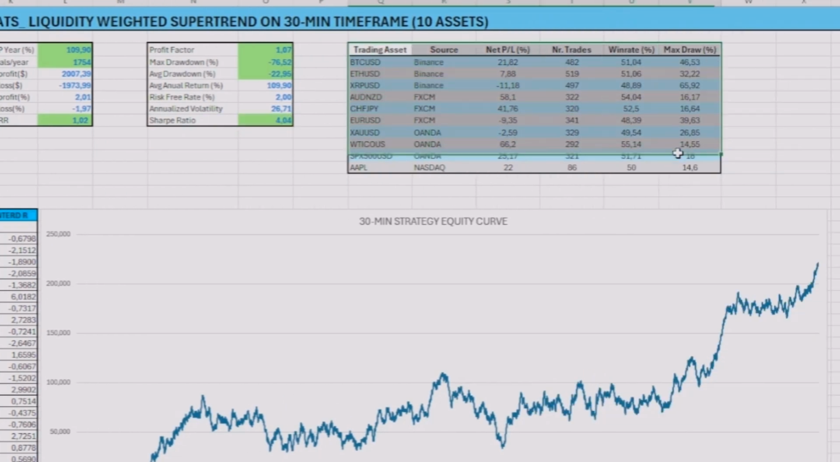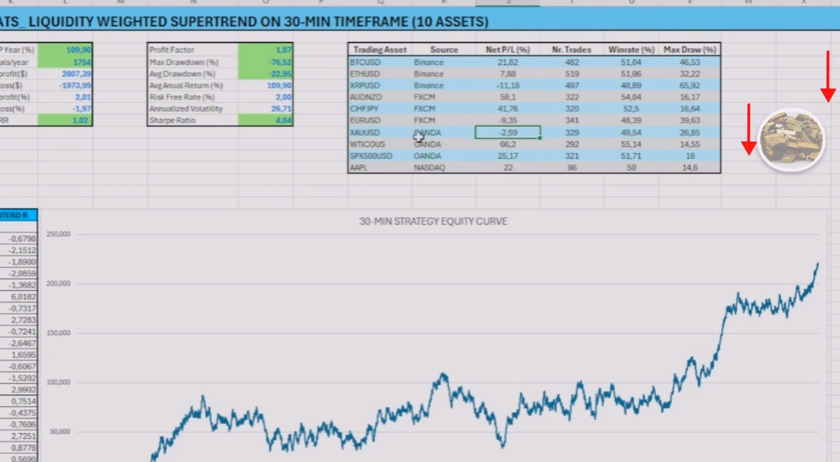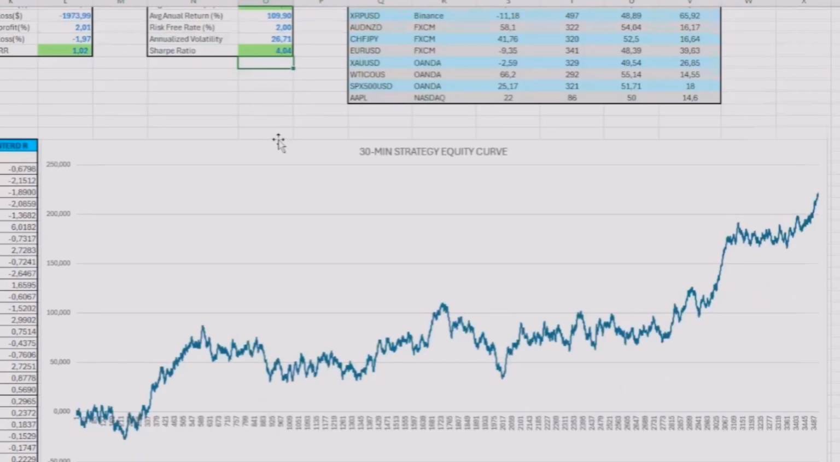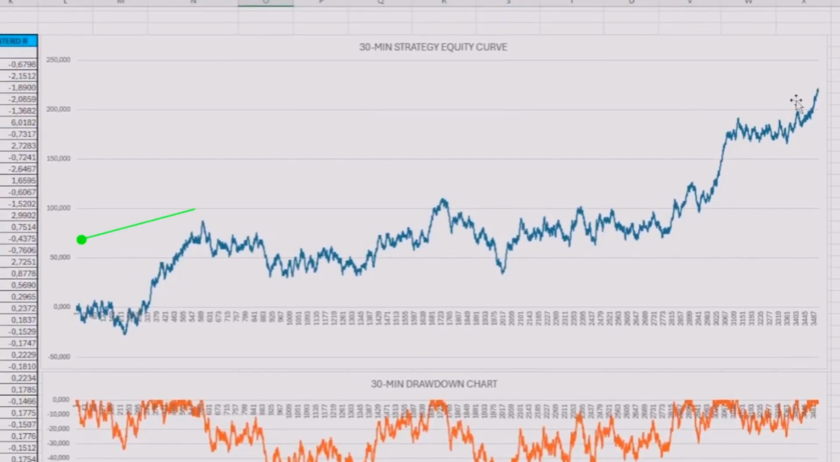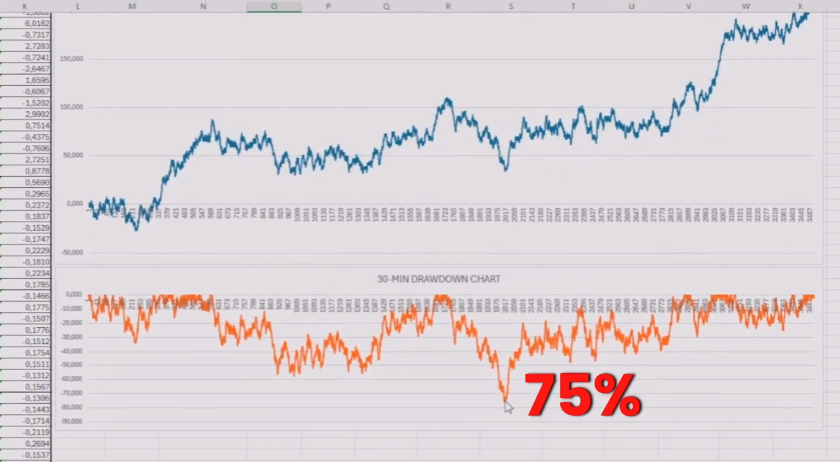And in this table, you can analyze the results of every single asset, where only 2 of them were unprofitable, the XRP and gold. Then the best ones were the AUD and ZD and the oil. Below we have the final equity curve, which despite being profitable wasn't very efficient, as it got this huge flat period with a big drawdown of 75%.